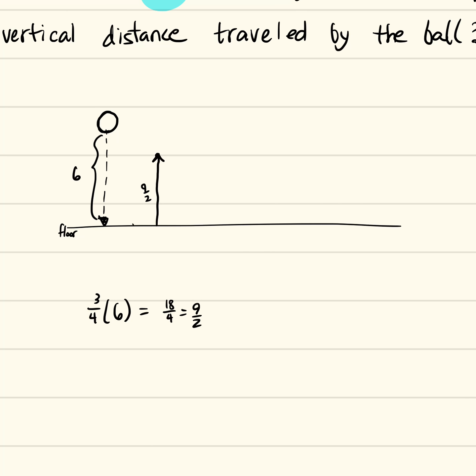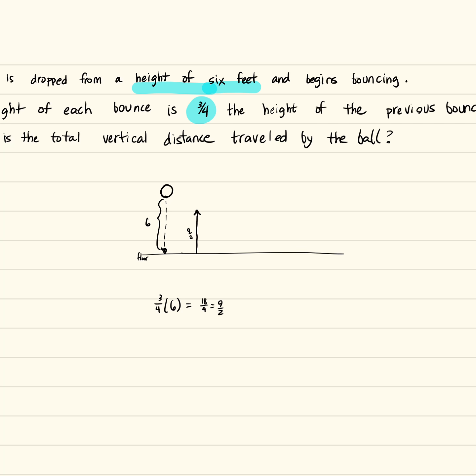So we're trying to compute the total vertical distance that's traveled. So it's going to go up 9/2, but then the ball is going to come back down 9/2, right? And now it's going to bounce back up. And when it bounces back up, how high is it going to go? Well, we need 3/4 of 9/2. That's going to be 27/8. So it'll go up 27/8, come down 27/8. And the idea is that it keeps doing this, right? So it's going to bounce.